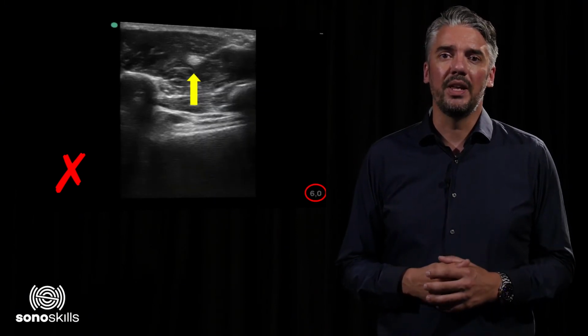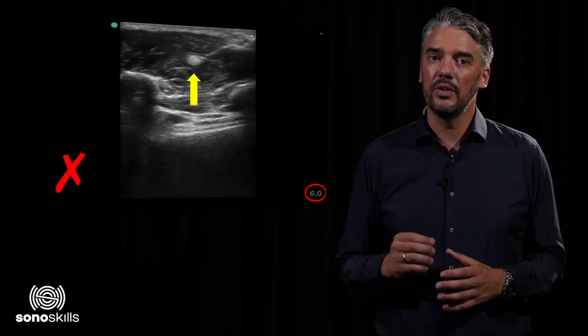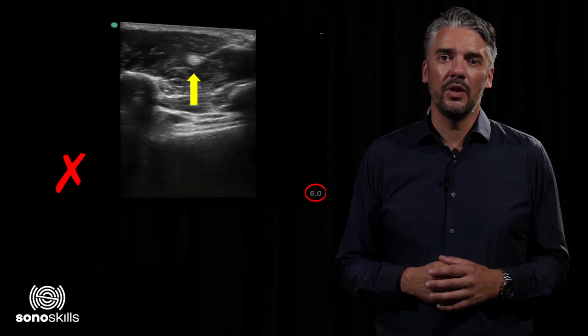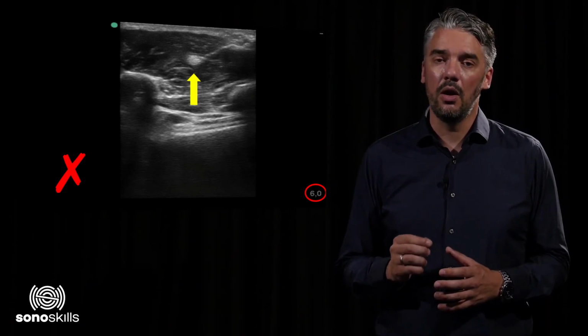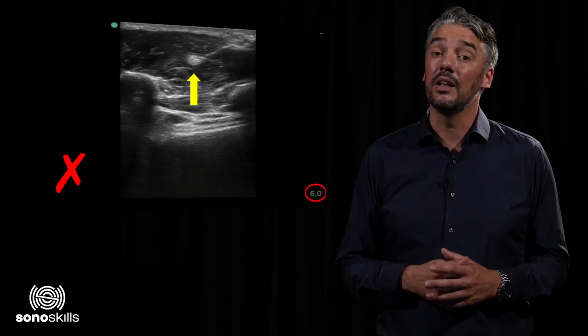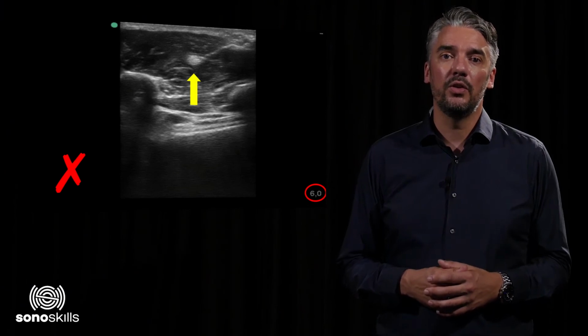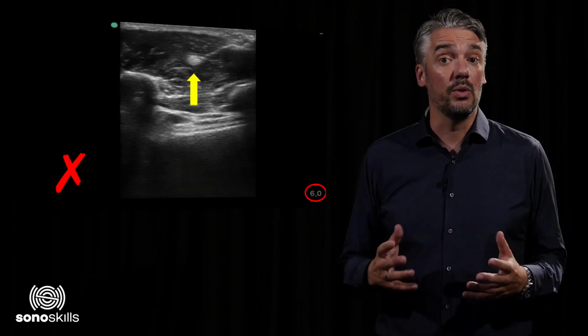This inappropriate image shows a region of interest that has been scanned at a depth of 6 centimeters. Too much depth results in the desired image appearing too small, resulting in a loss of intra-architectural details. It also leads to wasted space. The sonographer could have used the entire screen to visualize the region of interest.